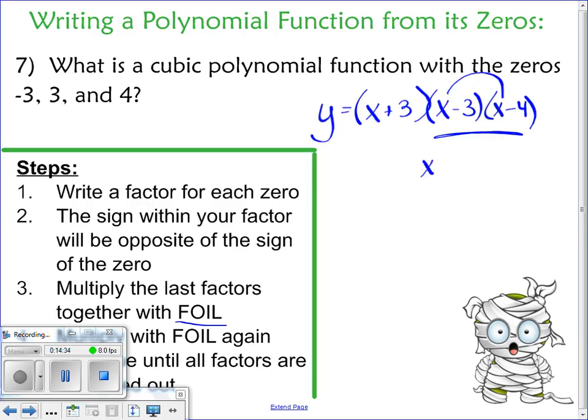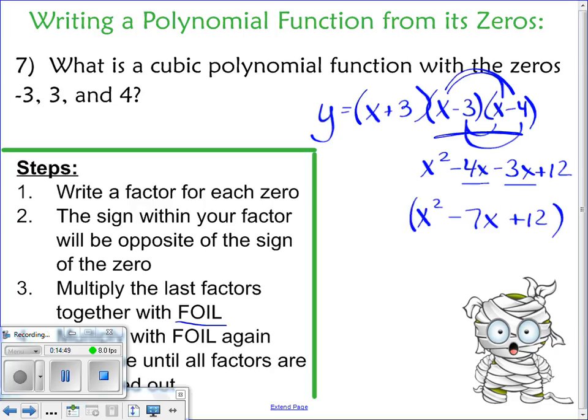So we get x squared minus 4x minus 3x plus 12. Put my like terms together. X squared minus 7x plus 12. So at this point, I just multiplied the last 2 together. Are you okay with that? And now, which one have I not multiplied yet? First one. So I'm just going to drop that one down. And now I need to multiply those together.